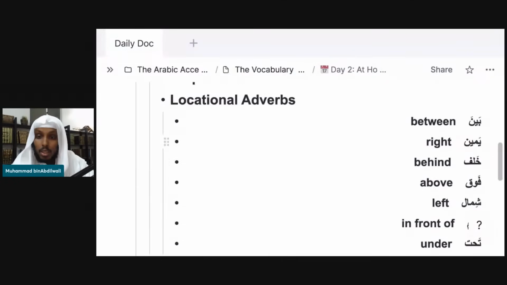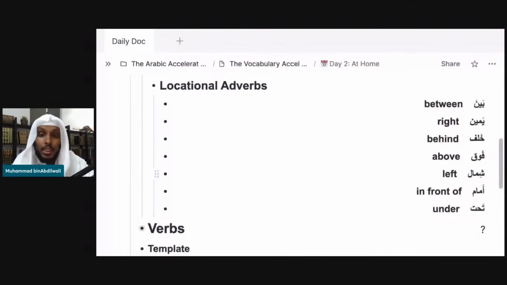My bad. Let me actually cover the locational adverbs. We talked about the prepositions. What are the locational adverbs? They are these. These are basically words that show you where something is compared to something else. So you're not going to have these words all by themselves. You can't just say "above." Above what? This is a relative location of something compared to something else.